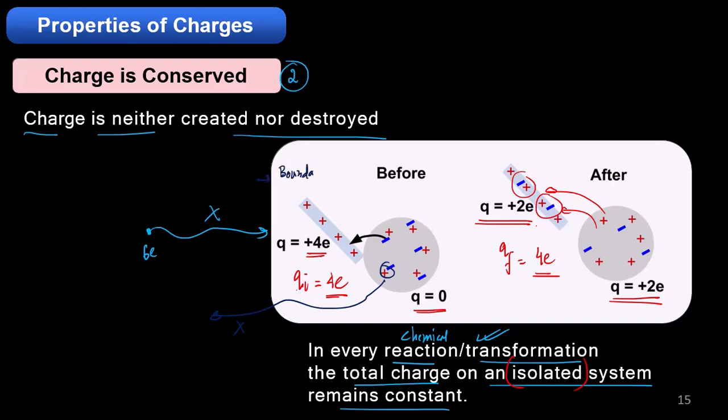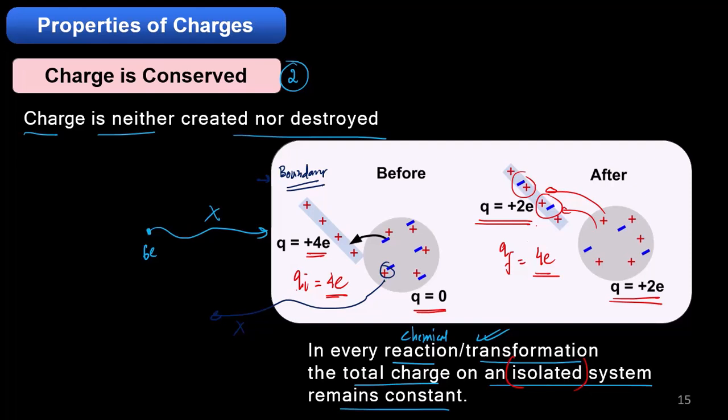So whenever I make an isolated system, I can conclude that no amount of charge can cross the boundary. The boundary is the section where the charge is not crossing. If the charge is not crossing, I can conclude that this is an isolated system. And for an isolated system only, the total charge remains. Whatever charge is there initially remains the same.